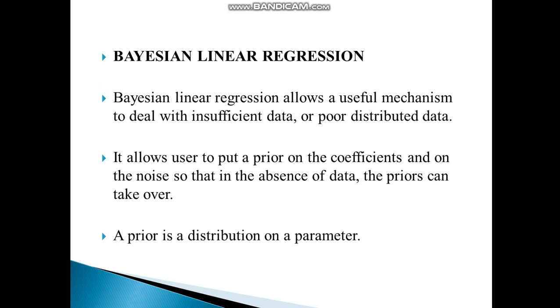Bayesian linear regression. Bayesian linear regression allows a useful mechanism to deal with insufficient data or poorly distributed data. It allows the user to put a prior on the coefficients and on the noise so that in the absence of data the prior can take over. The prior is a distribution on the parameter.